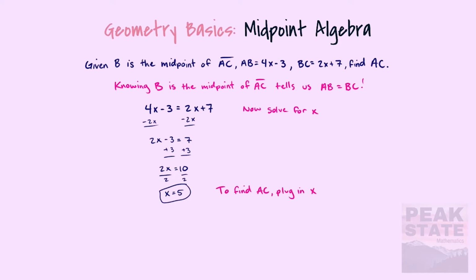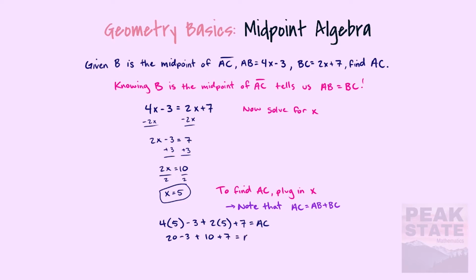Now to find AC, which is actually what the question is looking for, make sure you always answer the question, not just find x, you're going to plug x back into the equation. Note that AC is the sum of those two parts, or you could take one part and multiply by 2. We'll see how that plays out here in a second.